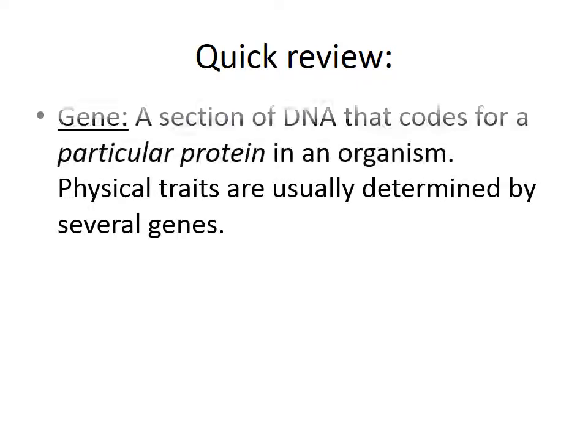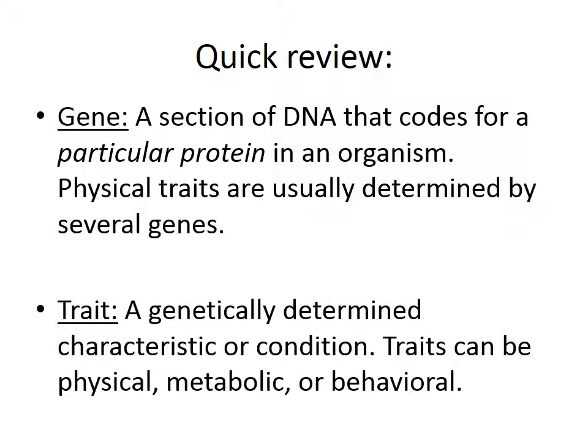All right, as a quick review, we should remember from our previous units that we've been talking about genes as sections of DNA that code for particular proteins in organisms. We also have encountered particular traits that are determined by several genes, like fruit fly eye color. We learned about the protein network, which was a network of enzymes, which of course are coded for by the genes in the fruit fly's DNA. We've also learned about traits, which are genetically determined characteristics or conditions, and we learned that traits can be physical, like eye color, or metabolic, like the ability to digest lactose, or behavioral.